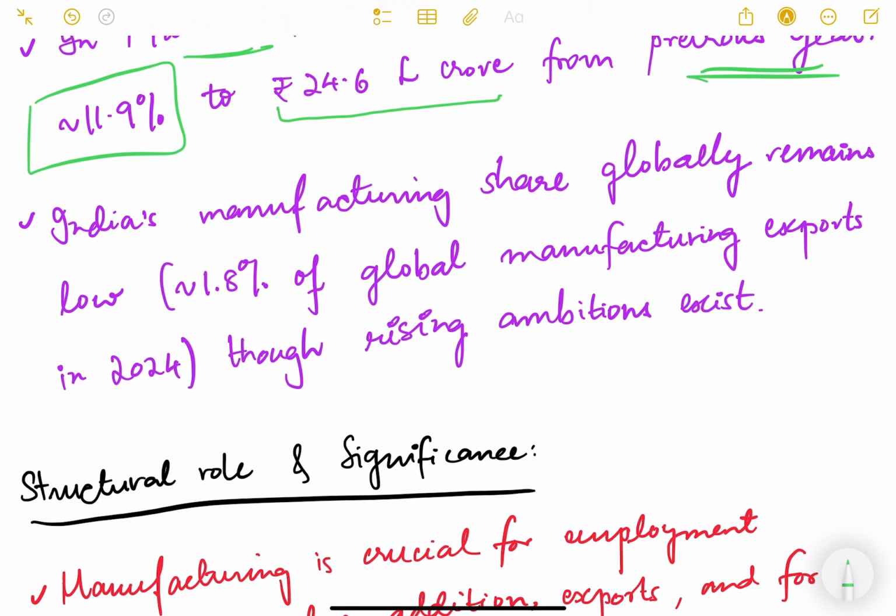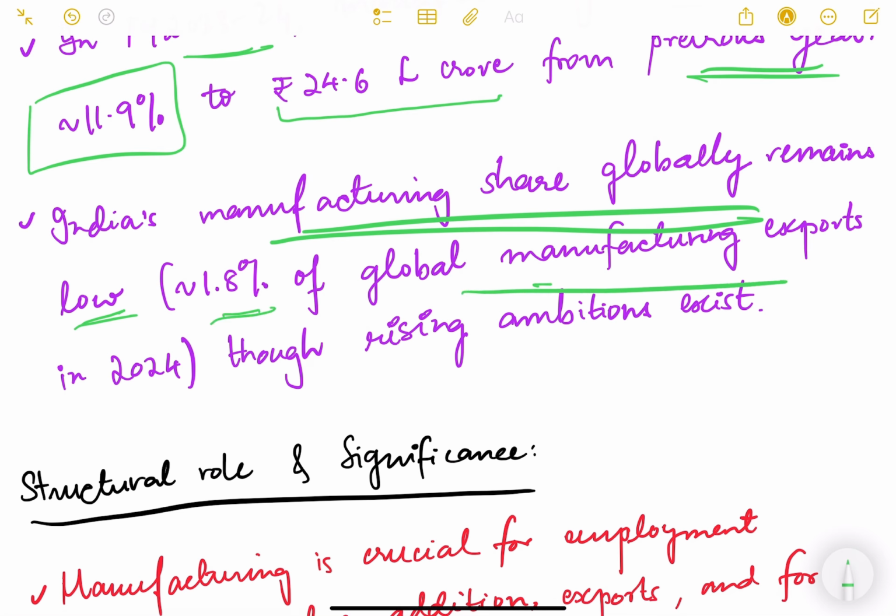And India's manufacturing share globally remains low. When we talk about the entire global manufacturing, our share is very, very low. It is just about 1.8% of the global manufacturing exports in 2024, though we have rising ambitions that we will become the factory of the world. That is what we say. China has a huge manufacturing share, but we have only 1.8%.